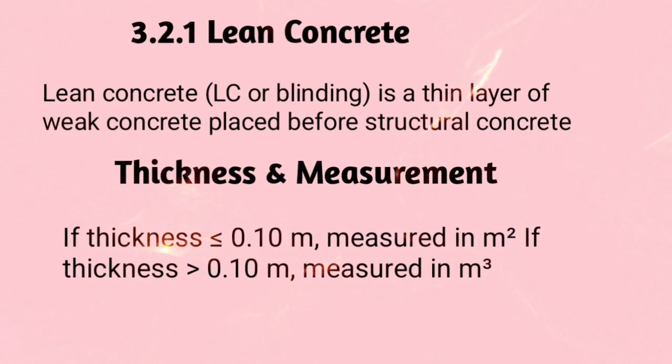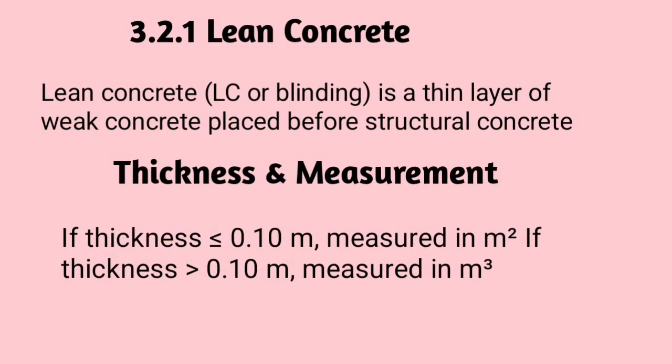Lean concrete, blinding layer. A thin layer of weak concrete placed before structural concrete. It provides a clean working surface, prevents soil contamination, ensures correct reinforcement cover, and gives a level base for footings. Measure in square meters if thickness is less than or equal to 0.10 meters, otherwise in cubic meters. For multiple footings, measure each separately and then sum them.